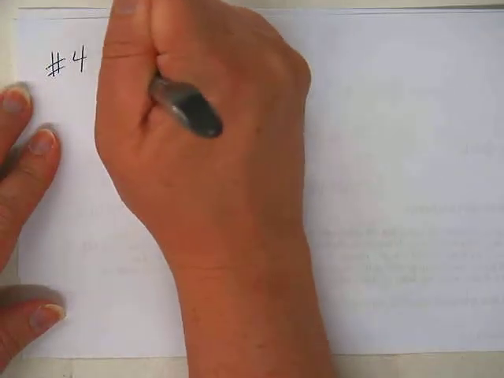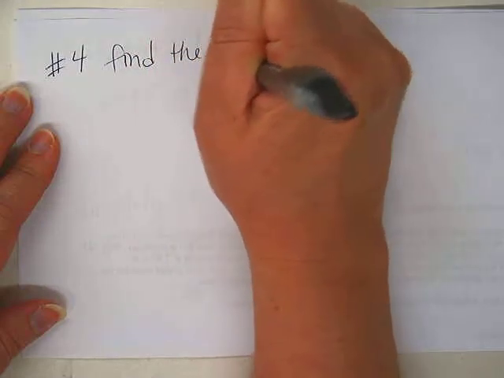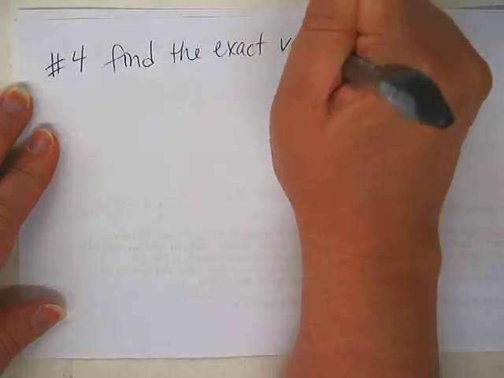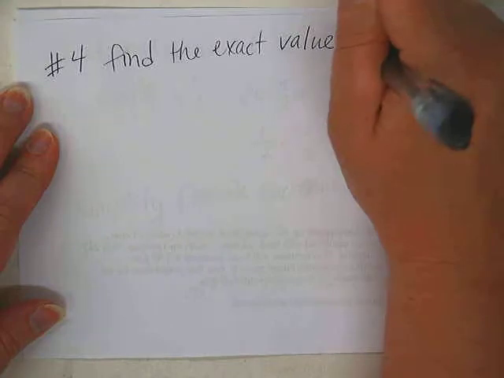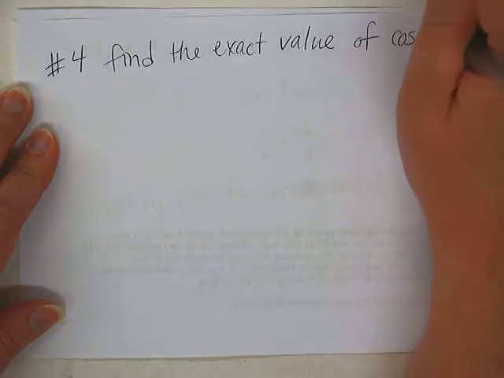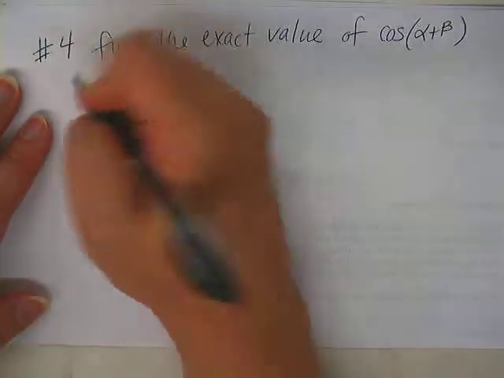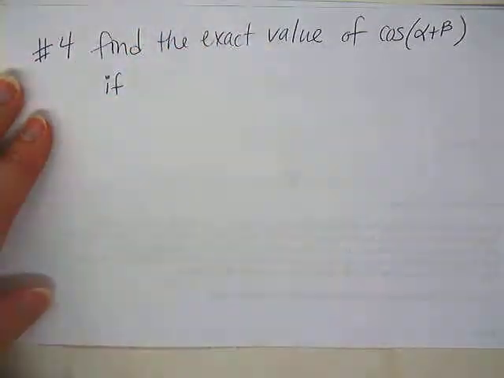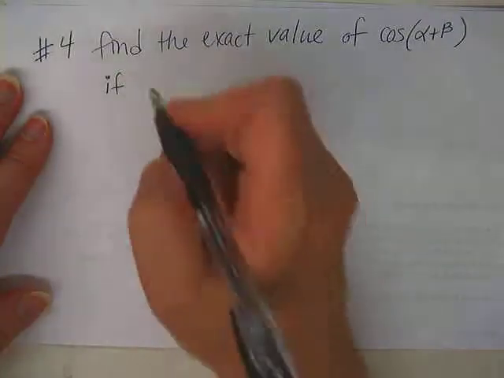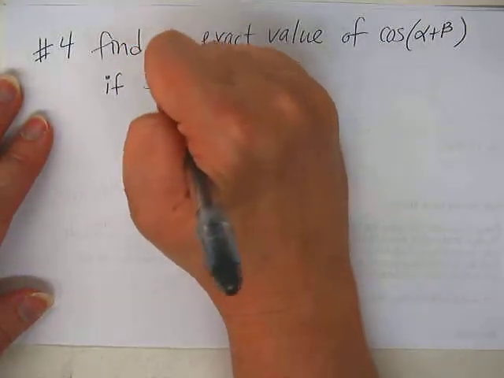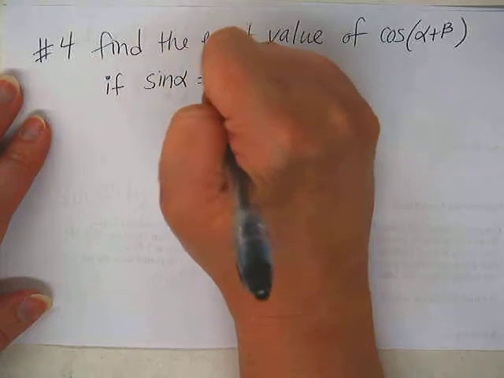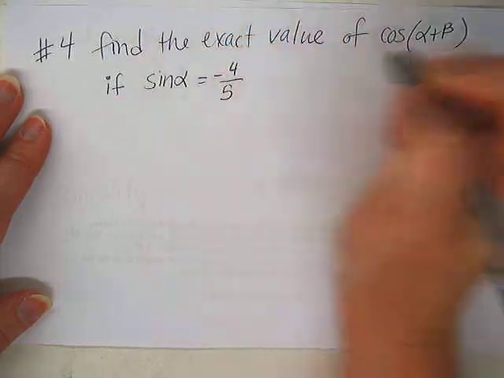Okay, one more. This one is the hardest one we are doing today, and it refers back to an example we actually did earlier. We are going to find the exact value of cosine alpha plus beta. But here's some information about alpha and beta that we need to do the problem.